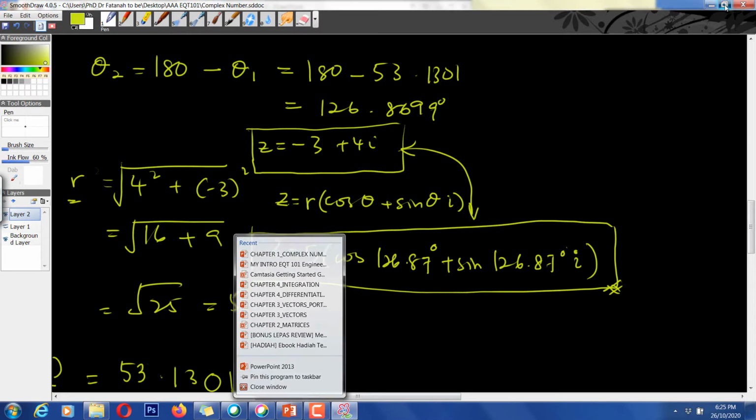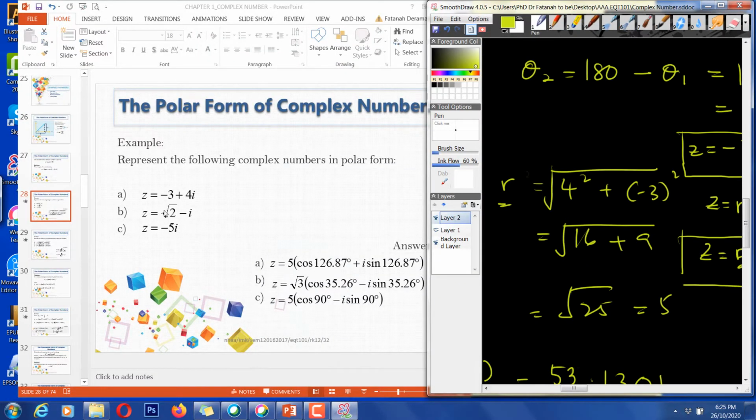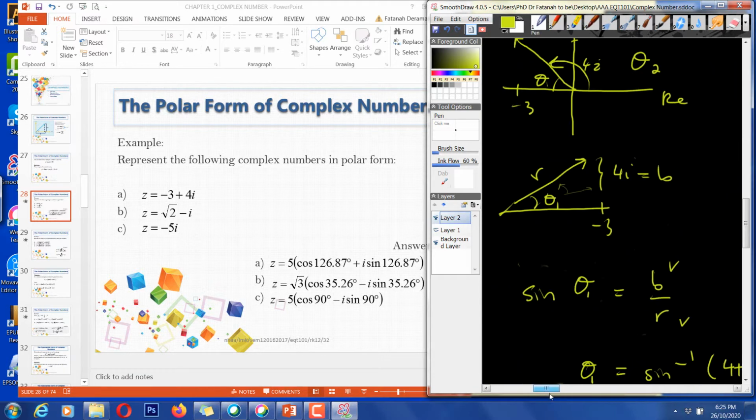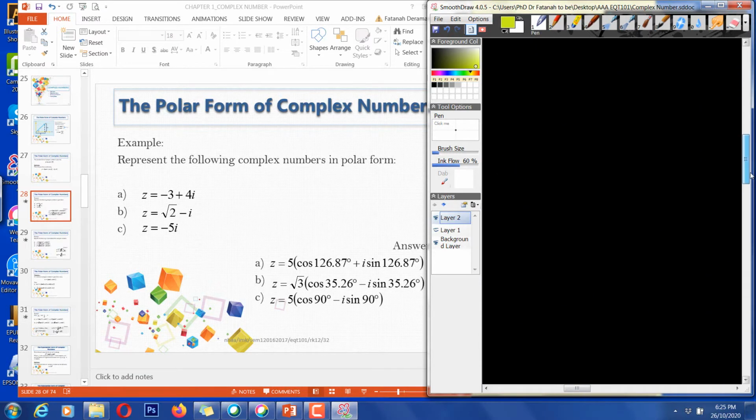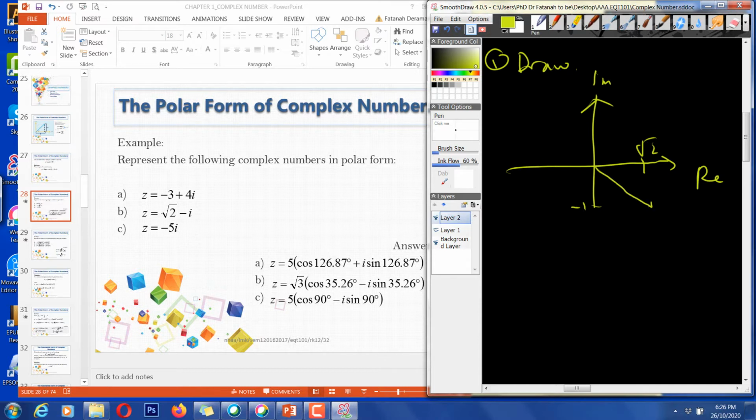So next is B. First, if we need to transform to the polar form, what we should do is first draw. So how to draw? We just need this angle. Where is the angle? Square root 2 is positive, and the imaginary part is negative. This is the positive real number, and from here is the negative real number. So this is square root 2, and negative 1 is here. So we get this, and the angle is here, theta 1.